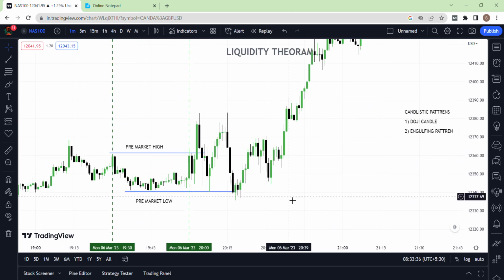This is very important: wait for the confirmation. Confirmation trades are highly probable. If you enter here, it's very low probability. You can do it, but it's very low probability.